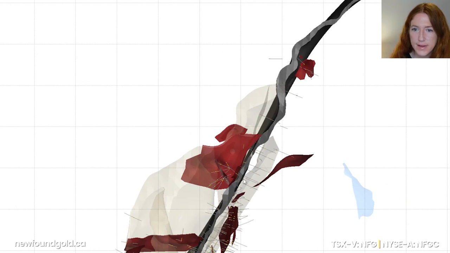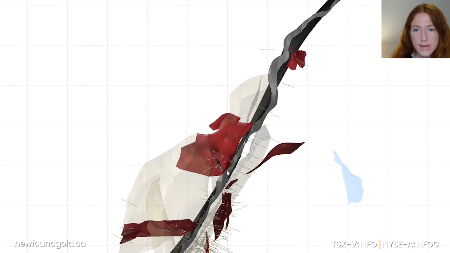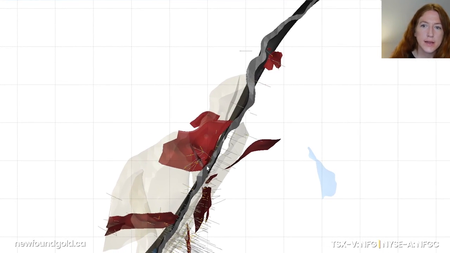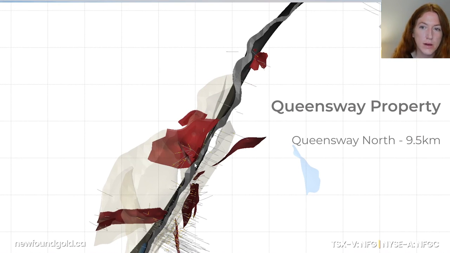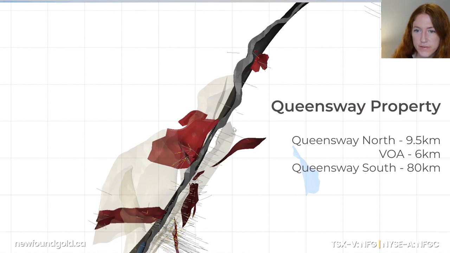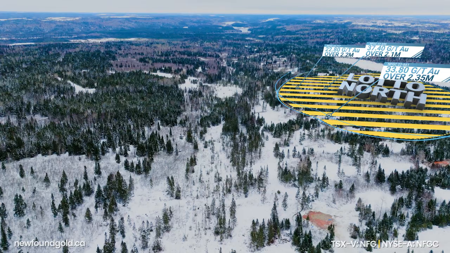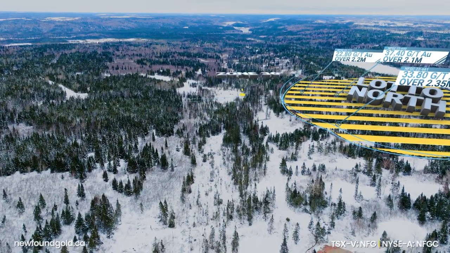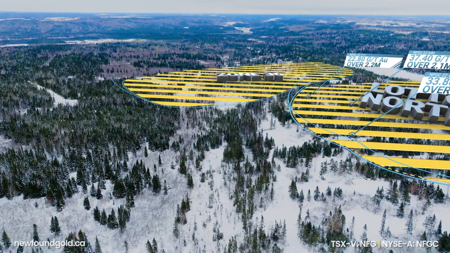And lastly, we're coming to the end of our segment of the Appleton, which on this segment of our property is about 9.5 kilometers long. We've recently added also another 6 or so kilometers in the north on our VOA option, and then heading down into the southern block, over 80 kilometers or so of the projection of the Appleton. So I'm going to bounce back to the video and we'll finish our flyover, the last segment of the Appleton Fault Zone.